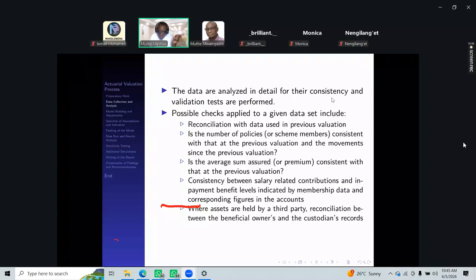So consistency and validation. You can see here we'll have to do some reconciliation maybe with data used in the previous evaluation. Very importantly, because we have to ensure consistency.